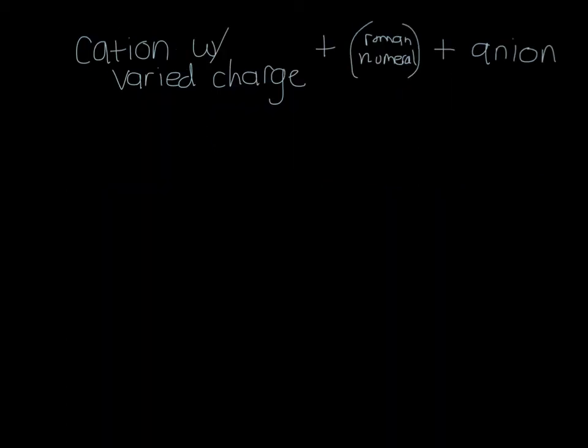Now the other way to name ionic compounds is using a Roman numeral. So let's say you have a cation with a varied charge. Iron is a perfect example of that. It's in the middle of the periodic table. Its charge can be 2+ or 3+. So you'll see iron, and let's say you have iron chloride.